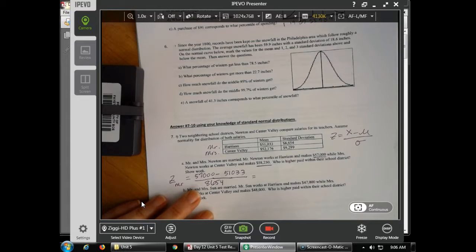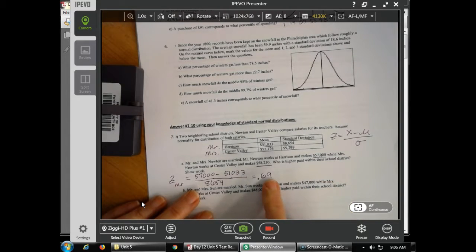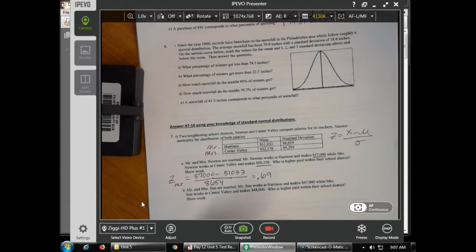Did anybody get 0.69? Yeah. Well, I should have done 0.695. 0.695? Because I used 0.6895. Okay. And if you're using the table, you do want to round to the hundredths because that's where the table gives you. But in this sense, we're not even using the table for this problem. So you'll understand why in just a minute.